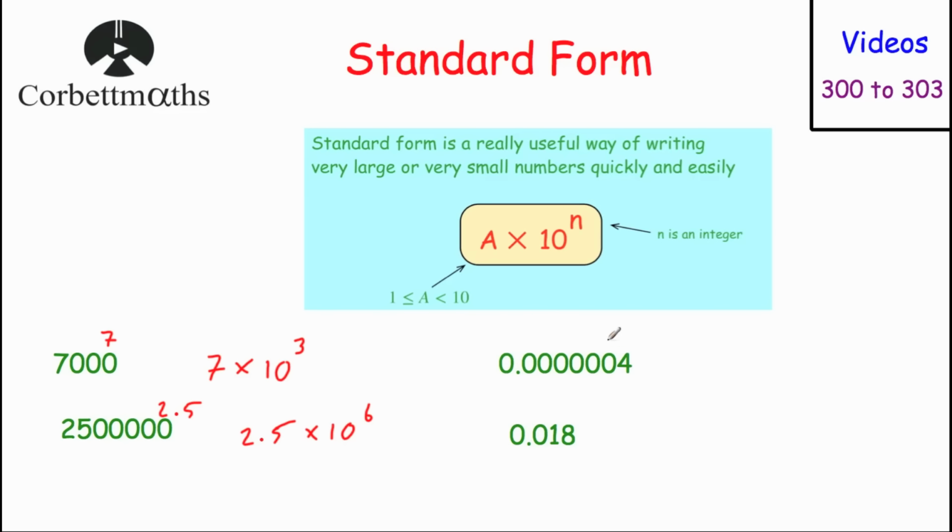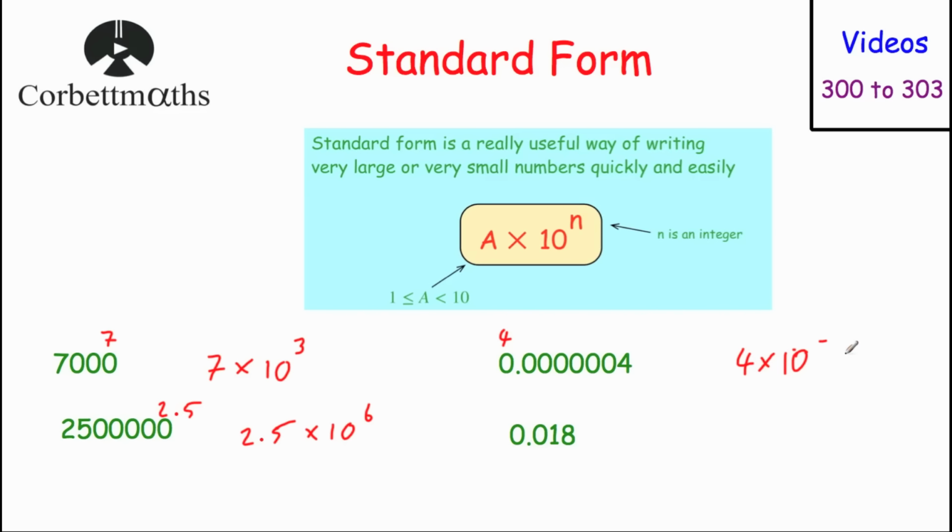Okay, let's have a look at some small numbers. So we've got 0.0000004. So we need a number between 1 and 10. So we're going to have 4 times 10. Now, because this is a small number, we're going to have a negative power, because 10 to the negative 1 is 0.1. So we'll be multiplied by 0.1. 10 to the power of negative 2 would be 0.01 and so on. So we want a negative power, a very small number. And if we put our 4 in our units or our ones column there, we want to move the 4 1, 2, 3, 4, 5, 6, 7 columns to the right.